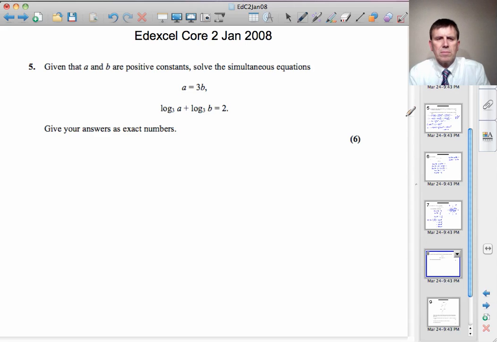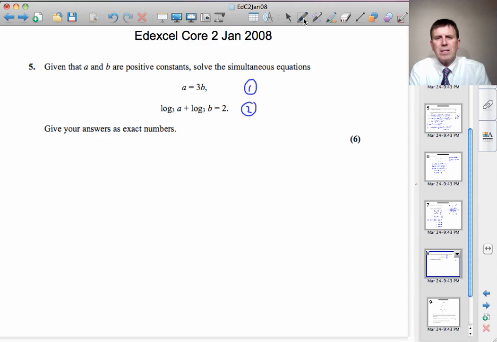Question 5. Given that a and b are positive constants, solve the simultaneous equations a equals 3b and log a plus log b equals 2, where both logs are to the base 3. Give your answers as exact numbers. And we'll call this one equation 1, and we'll call this one equation 2.